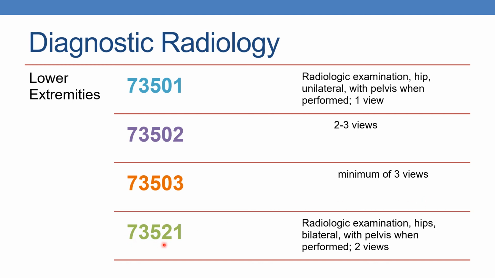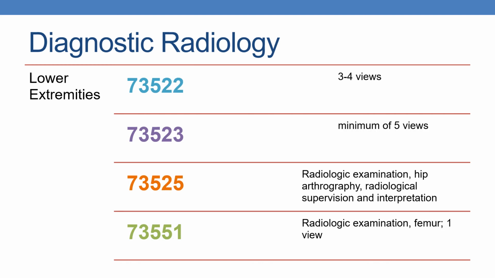The next is 73521, radiological examination hips bilateral with pelvis when performed, 2 views. The next CPT is 73522, radiological examination hips bilateral with pelvis when performed, 3 to 4 views. The next is 73523, radiological examination hips bilateral with pelvis when performed, minimum of 5 views. The next is 73525, radiological examination hip arthrography, radiological supervision and interpretation.